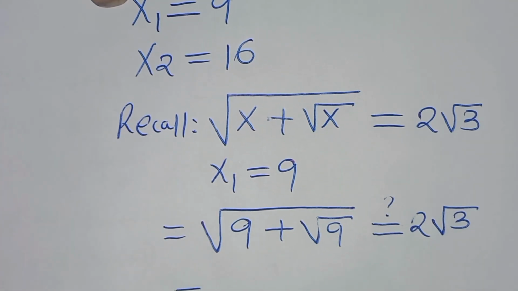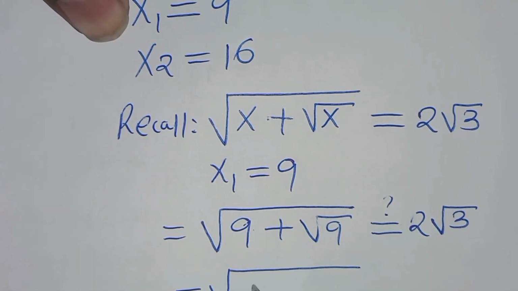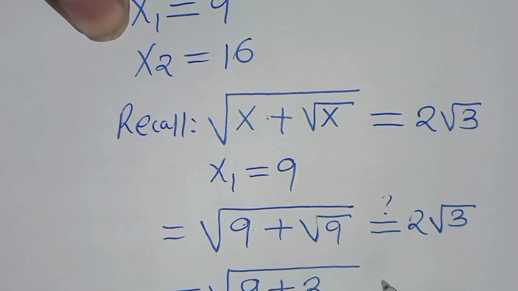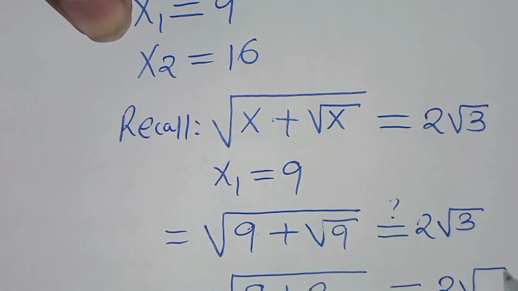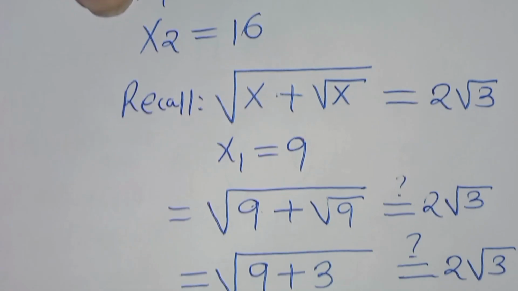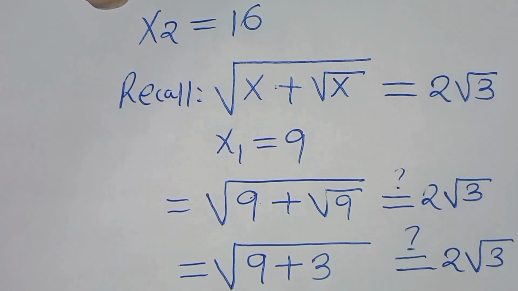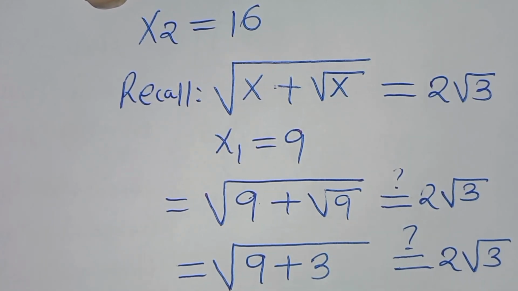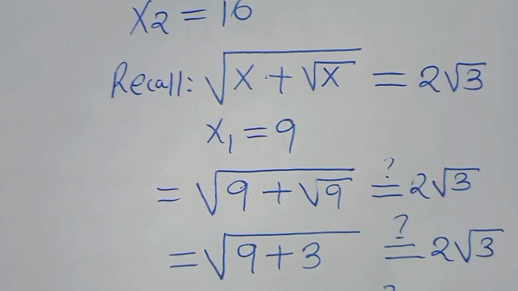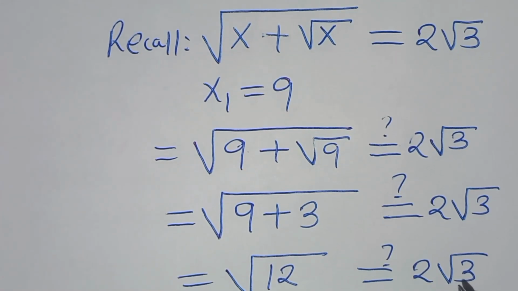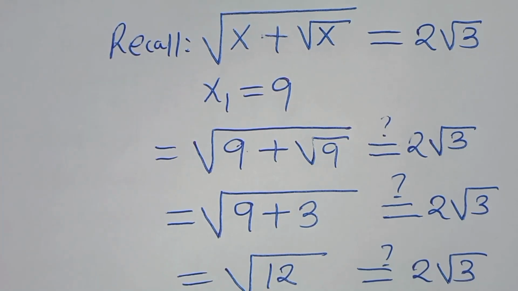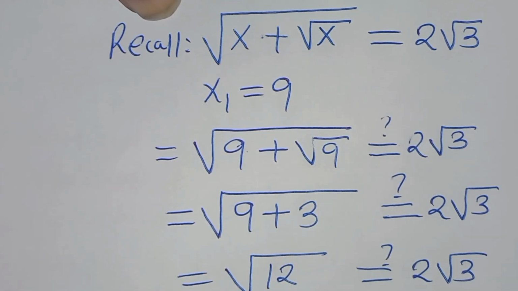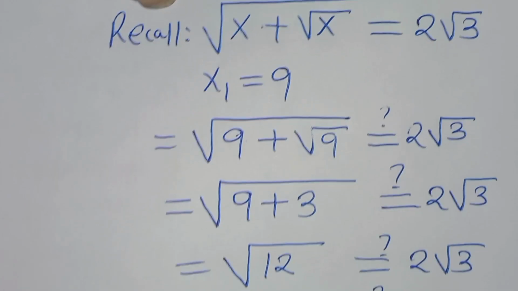So this implies that here we have the square root of, now this is 9 plus square root of 9. This is the same thing as 3. This is supposed to give us a value of 2 square root of 3. Now, 9 plus 3 is equal to 12. So we have square root of 12. This should give us a value of 2 square root of 3. Now, the next step from here, we can express square root of 12 as square root of 4 times 3.